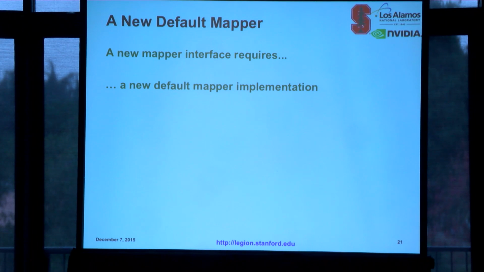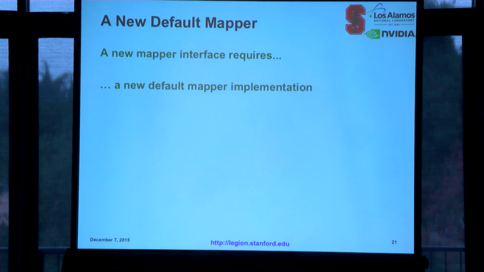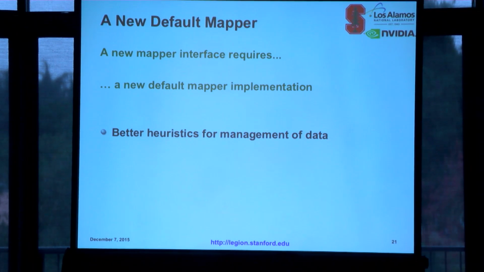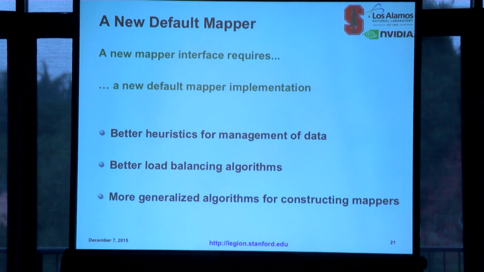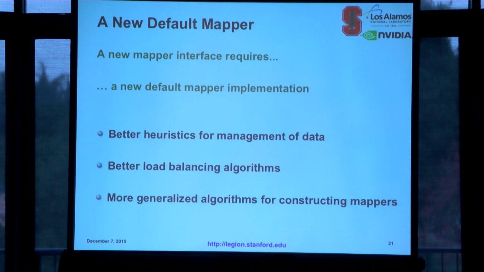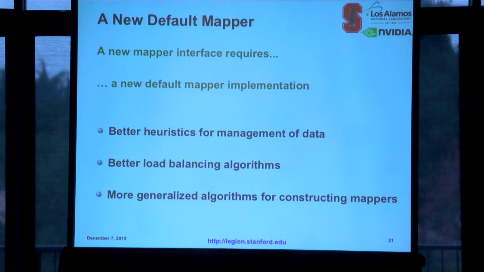make their code fast. So we realized we actually want to bulk up our default mapper, make it a little bit more robust, and work on optimizing it to get some pretty good heuristics in there. So we're going to add some heuristics for doing better management of data, doing some load balancing, and better algorithms for constructing other mappers from our default mapper. So you should be seeing a new default mapper come with a new mapping API. It'll be lagging behind. It'll take some time for us to develop it.